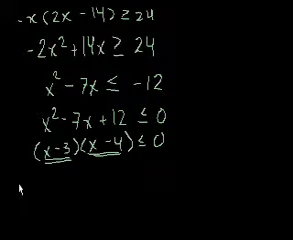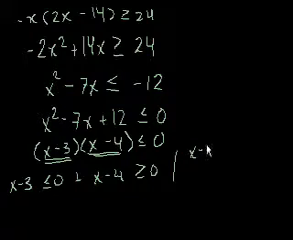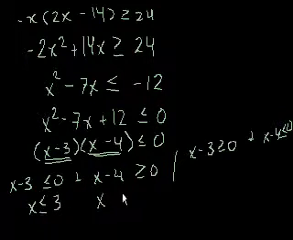So we know that either x minus 3 is less than or equal to 0, and x minus 4 is greater than or equal to 0. So that's one case. And the other case is x minus 3 is greater than or equal to 0, which means x minus 3 is positive, and x minus 4 is less than or equal to 0. So let's solve this, and hopefully it'll simplify more. This says x is less than or equal to 3, and this says x is greater than or equal to 4.